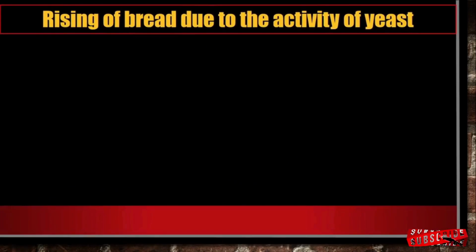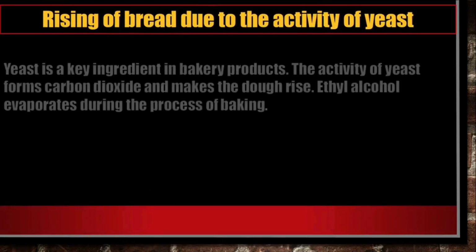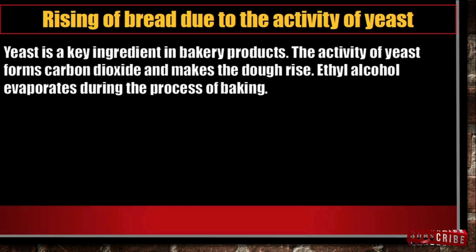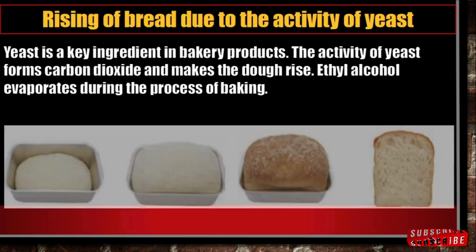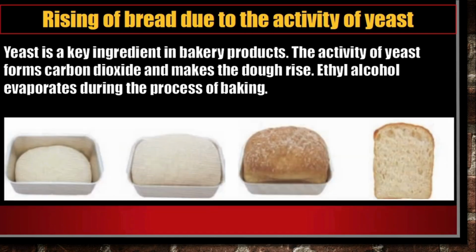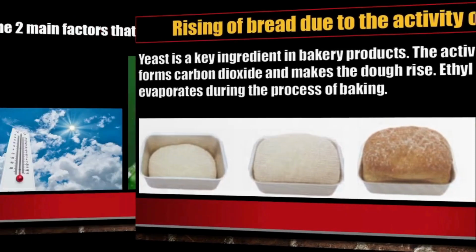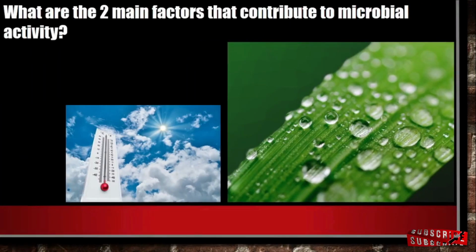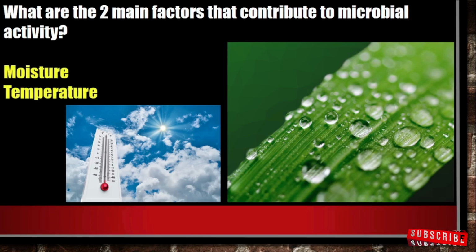Rising of bread due to the activity of yeast. We all know that yeast is a key ingredient in bakery products. The activity of yeast forms carbon dioxide and makes the dough rise. Ethyl alcohol evaporates during the process of baking. What are the two main factors that contribute to microbial activity? Moisture and temperature.